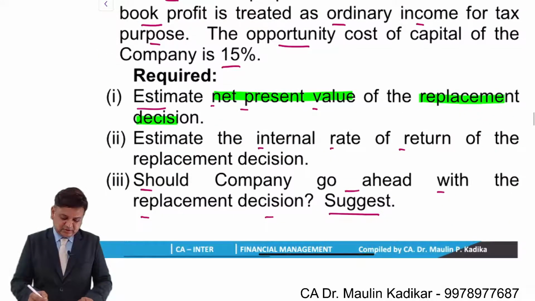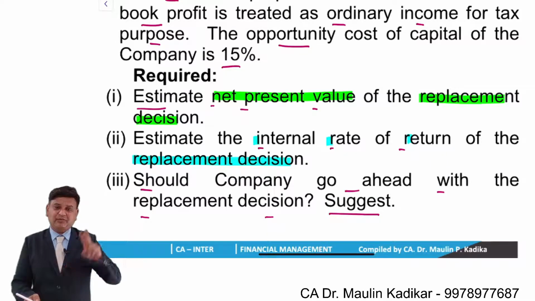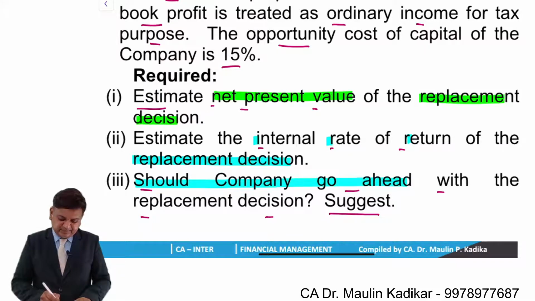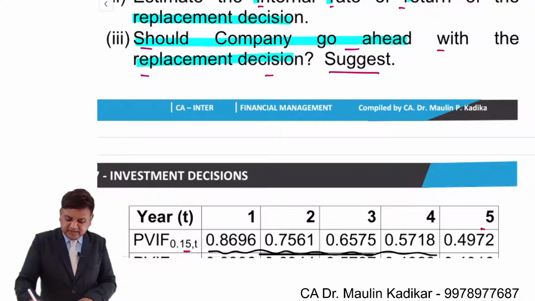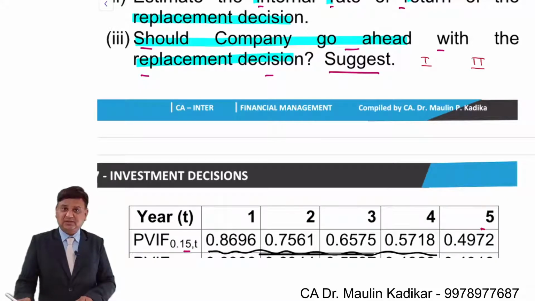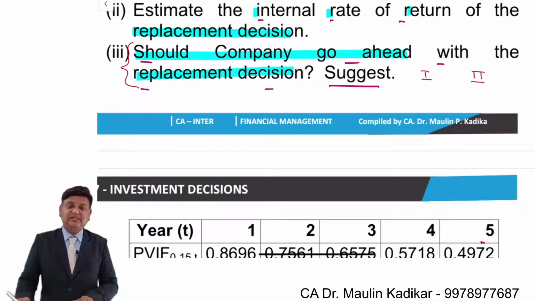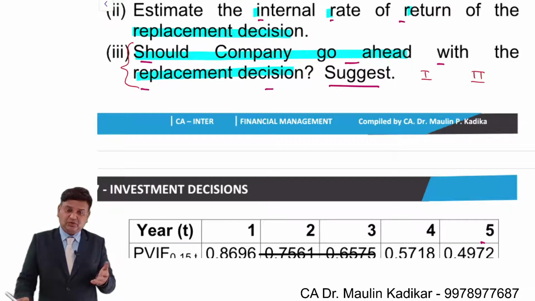The second part of the question: estimate the internal rate of return of the replacement decision. So IRR is required to be computed. Then the third question is there: should the company go ahead with the replacement decision? Before I explain the second answer, I want to explain the third answer. We have understood two methods for the NPV calculation: the first is the whole project point of view and the second is the incremental approach. For the third answer, we can write that the NPV on the replacement is positive, so the company should go ahead.